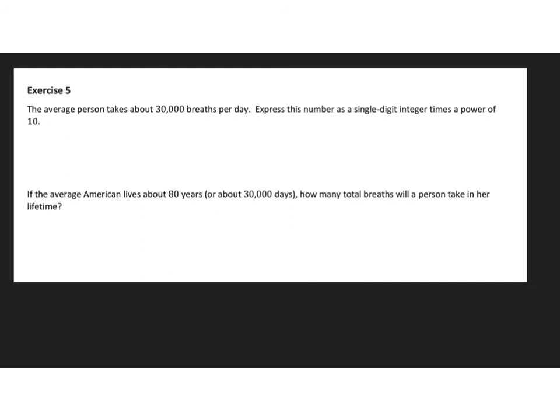All right. The average person takes about 30,000 breaths per day. Express this number as a single-digit integer in terms of powers of 10. Let's go ahead and rewrite that number in scientific notation. I'll give you about 30 seconds. This number becomes 3 times 10 to the, we're moving this 1, 2, 3, 4 times. Okay, hopefully you got that correct.